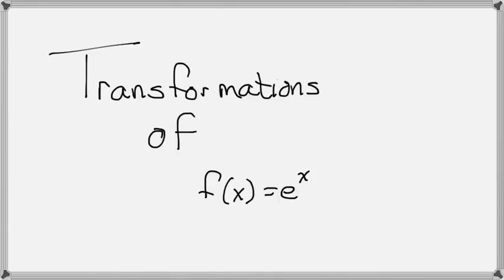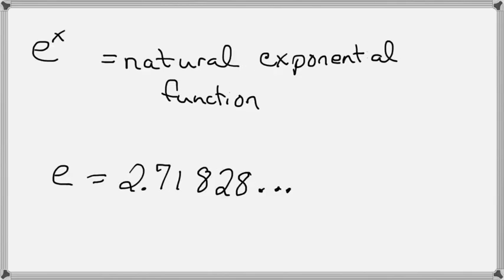Transformations of f of x equals e to the x. This is the natural exponential function, e to the x. E is actually a number, just like pi is. It's used to represent 2.71828, and it continues on. It's a non-ending, non-repeating number. It's an irrational number that's being represented by e.